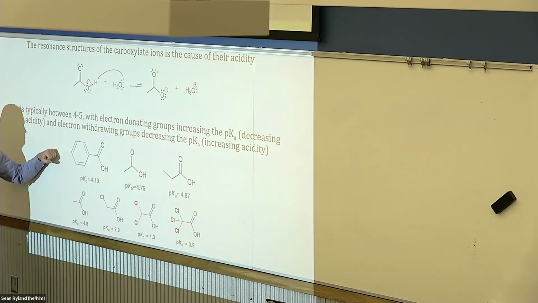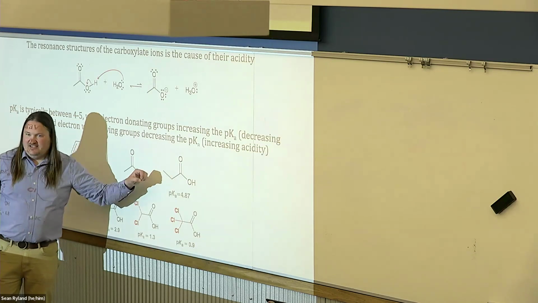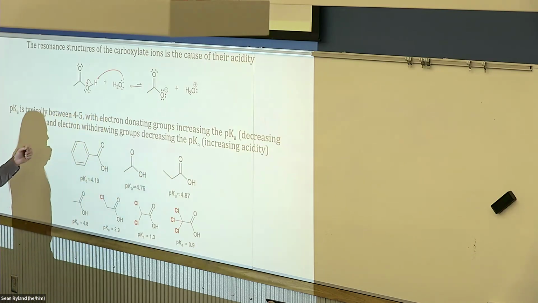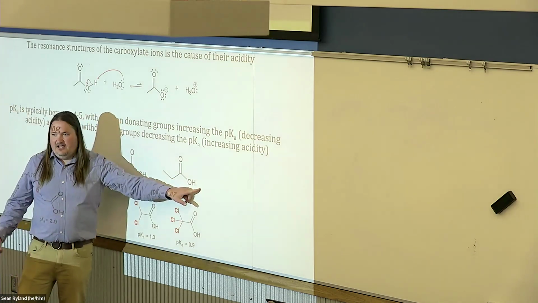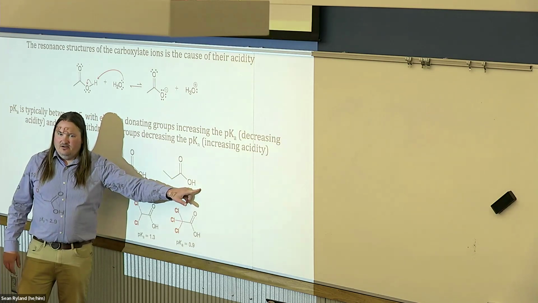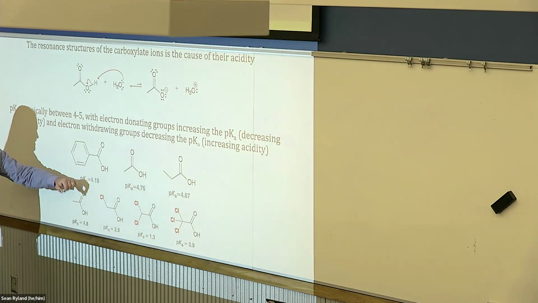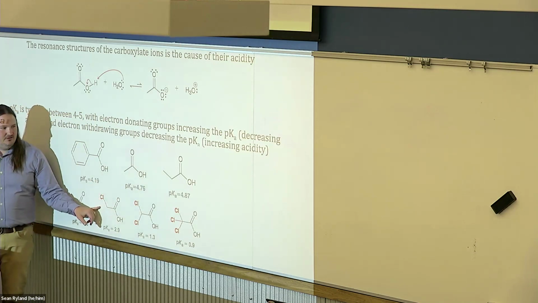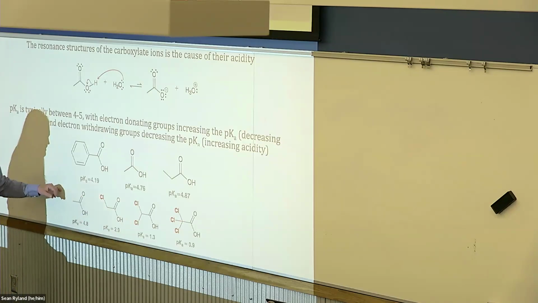As you pull electron density away, the more electron withdrawing groups you have, the more acidic it's going to get too. And that's because you can think of it as the more electron density you have on this oxygen, the tighter the hydrogen is going to be stuck on that. By pulling electron density away, either with resonance or by adding electron withdrawing atoms, you're going to make it more acidic.